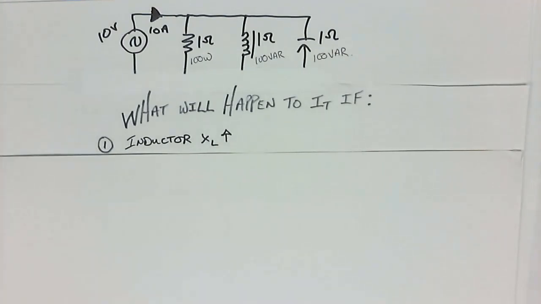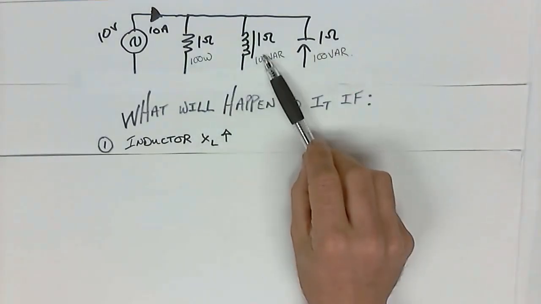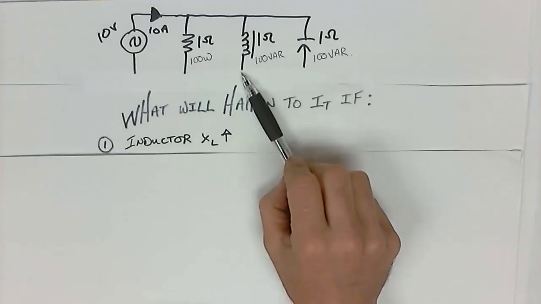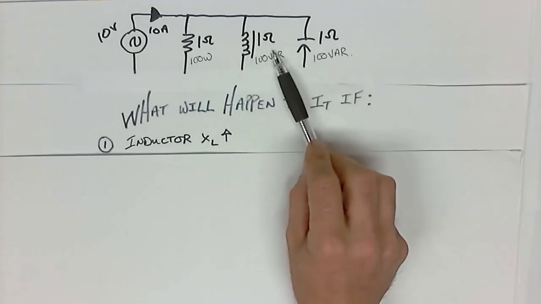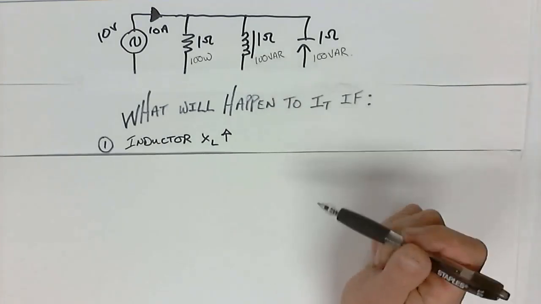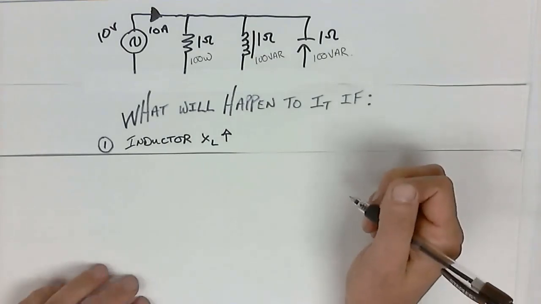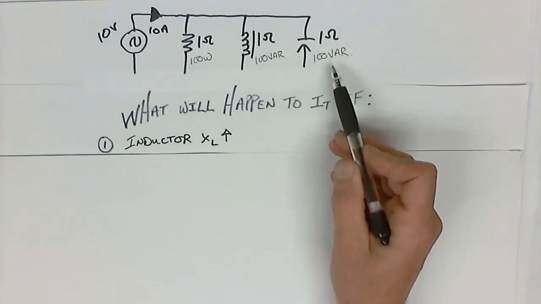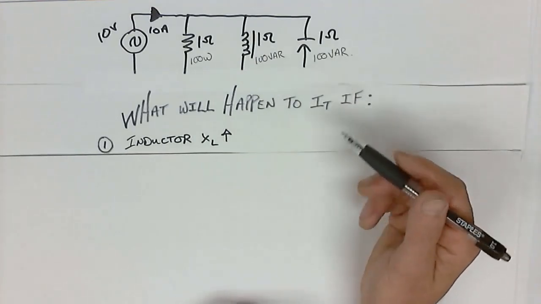Well, think about it, following through all the different steps. If you increase the XL of the inductor, what's that going to do to the current through the inductor? That's right, it's going to make it decrease. And if it decreases, what's going to happen to the VARs of the inductor? Will the VARs of the inductor remain the same? No, for sure, they won't. The VARs of the inductor will go down. If the VARs of the inductor go down, will they be equivalent to the capacitive VARs? And the answer is no, they won't be.